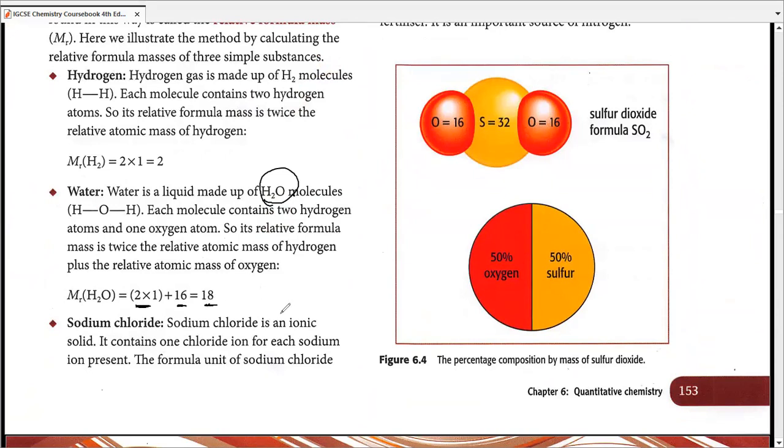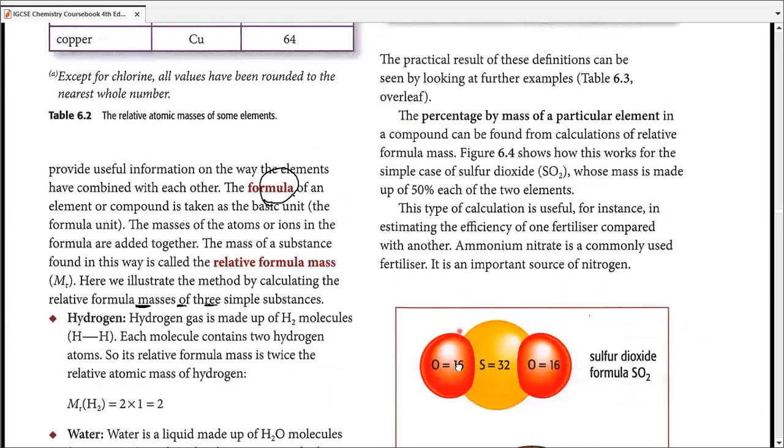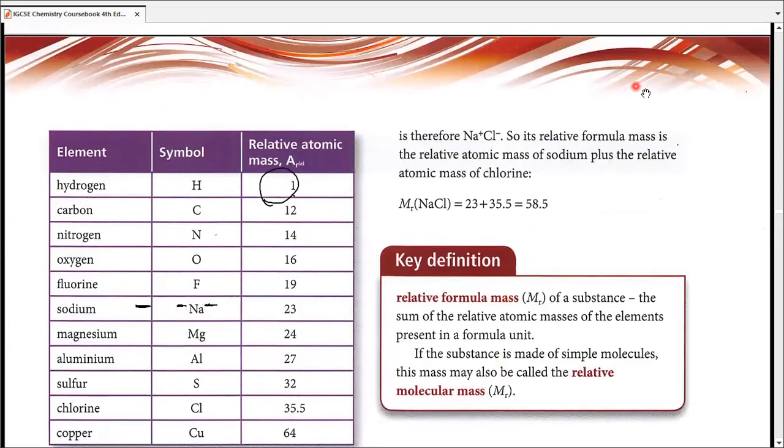Now this one's easy since we're talking about a small molecule. If we're talking about a giant lattice such as sodium chloride has, it's again going to be the same thing. So it's pretty easy. We take the mass of sodium from the periodic table, which is 23, and 35.5, the relative atomic mass of chlorine. There you have 58.5, the mass or Mr of sodium chloride.